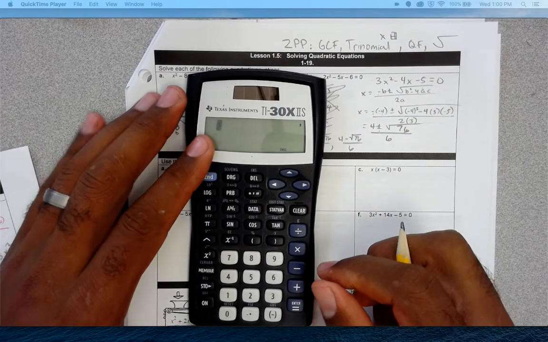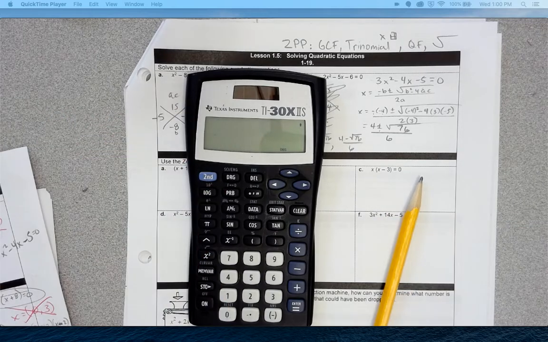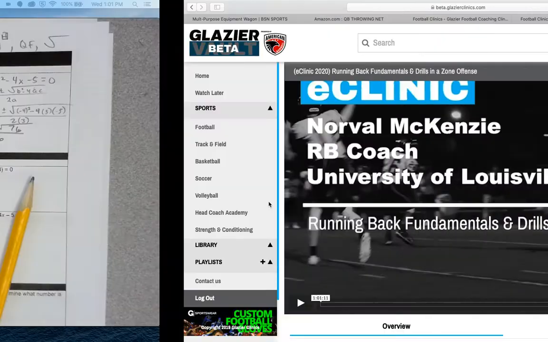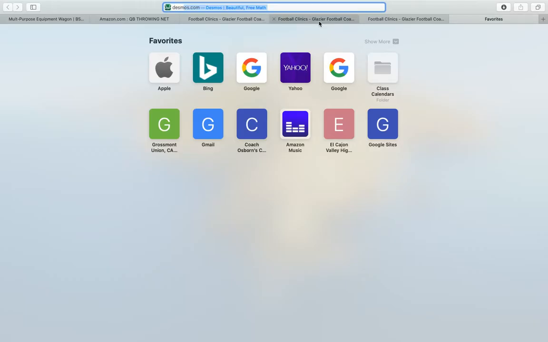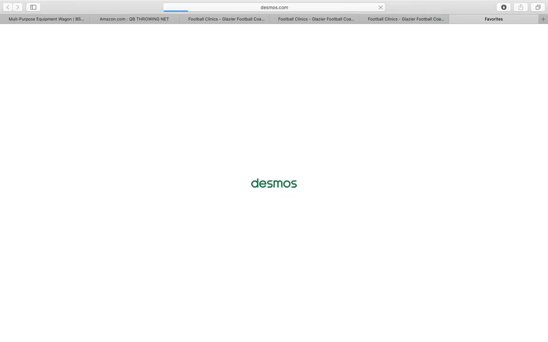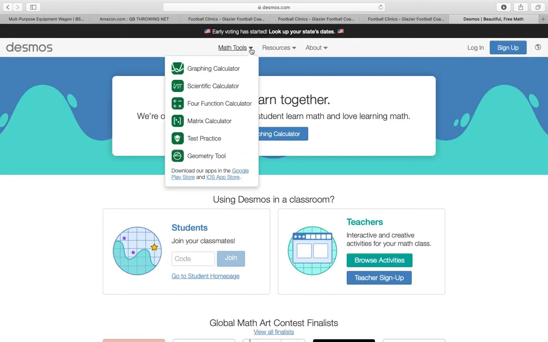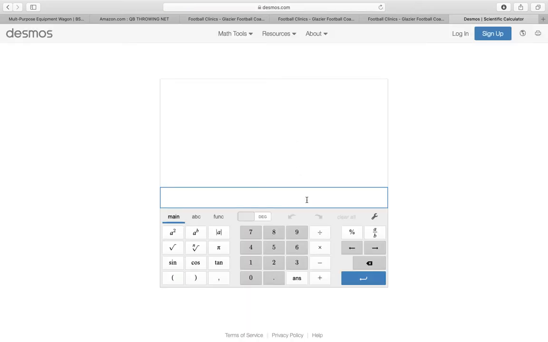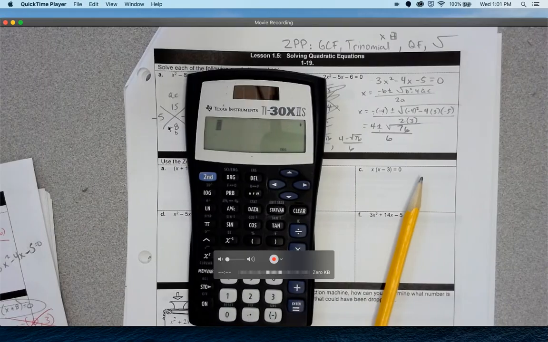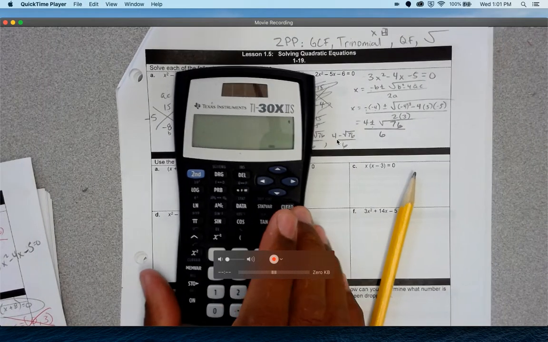Okay, you could also do this in Desmos if you wanted to. And actually, if you guys don't have a nicer calculator at home, let me just pull up Desmos, and you want to use the scientific calculator, or you can go on the graphing calculator as well. The scientific calculator is usually a little easier to use. So you just click up here for Math Tools and click Scientific Calculator, or just Google it, Desmos Scientific. Okay, so what we had again was this. Move this out of the way.